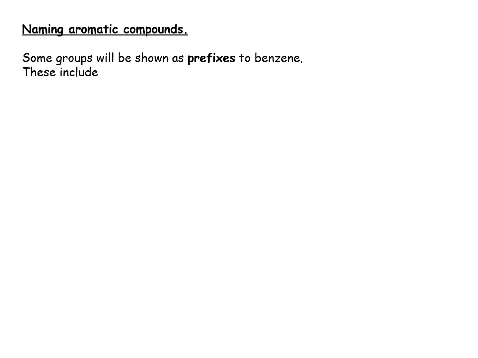Now we're expected to be able to name all of the compounds that contain functional groups we learn about on the course, and aromatic compounds are no exception. So there are some rules that we need to know. Firstly, certain groups are shown as prefixes in the name, so they go in front of the name benzene. So for example, if you had a small alkyl group, like a methyl for example, then the correct name would be methylbenzene.